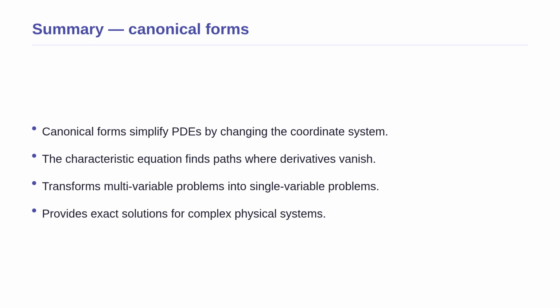Let us summarize the key takeaways from this topic. First, the canonical form of a first-order partial differential equation is its simplest possible version, achieved by changing the coordinate system. Second, we use the characteristic equation to find new variables that eliminate one of the partial derivatives entirely. Third, this mathematical transformation turns a difficult multivariable problem into a straightforward single-variable problem.